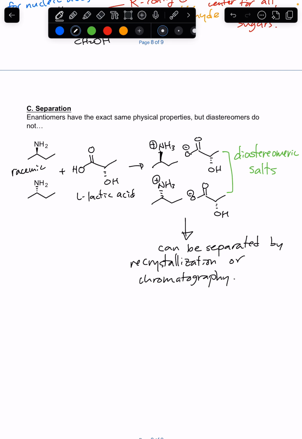And after they are separated, if you take off the acid part of it from the salt, then you'll have the two enantiomers that are separated. And typically when you have to separate a racemate, this is the kind of process you would go through.